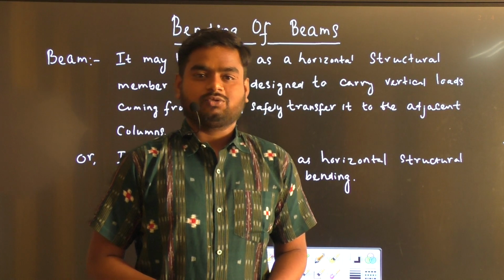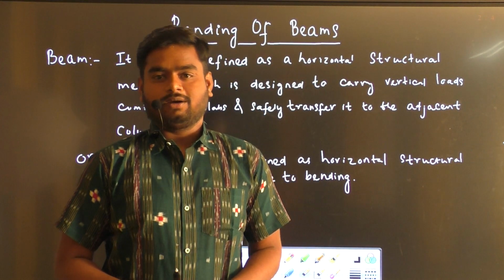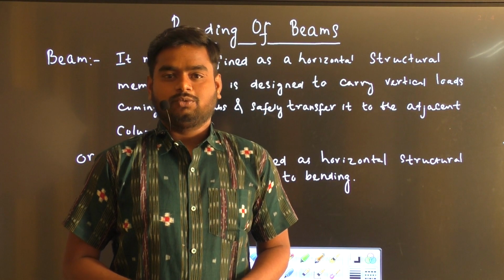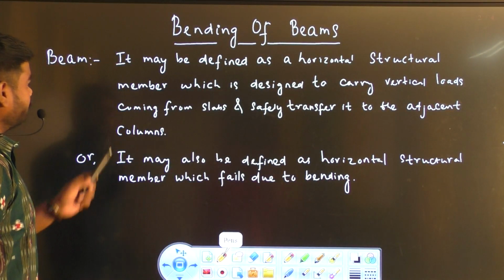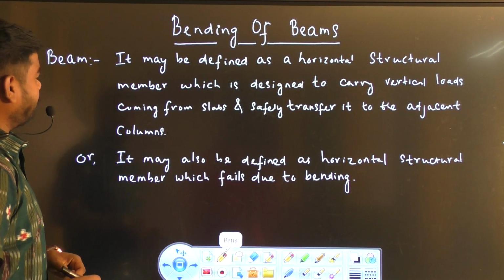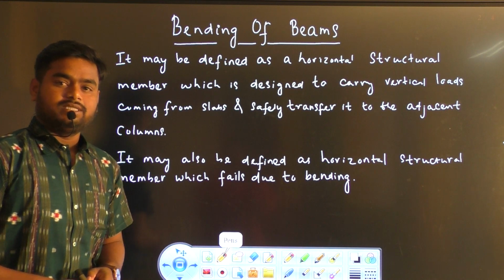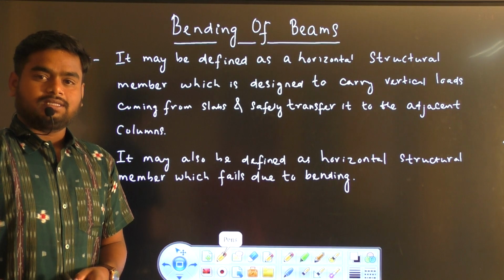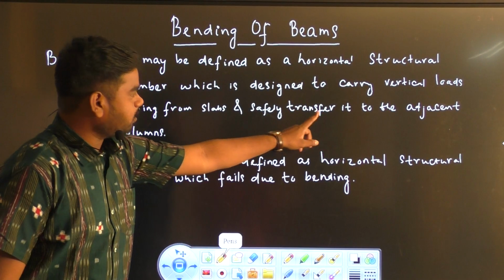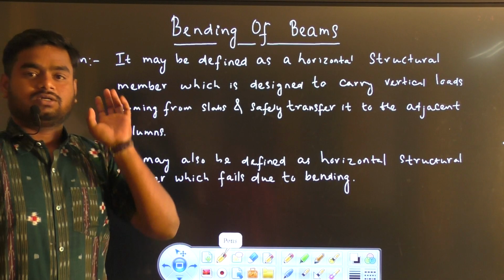So today in this class we are going to discuss bending of beams. Let us first discuss what is meant by a beam. As you can see on the blackboard, a beam may be defined as a horizontal structural member which is designed to carry the vertical loads coming from the slabs and to safely transfer them to the adjacent columns.